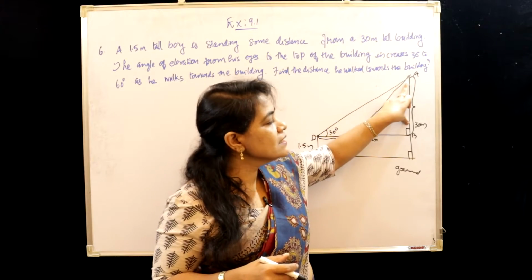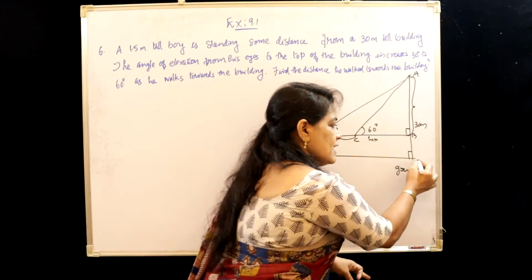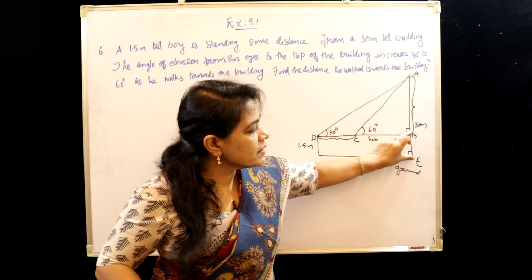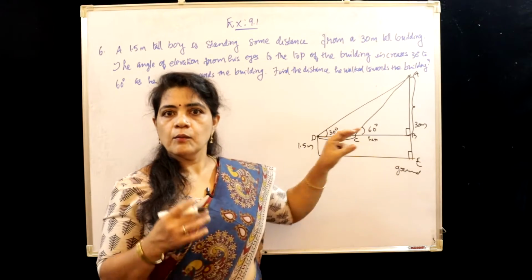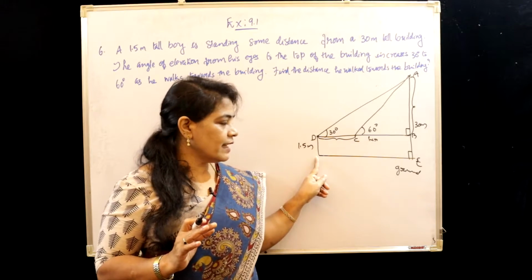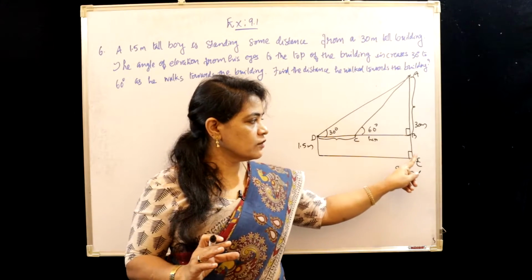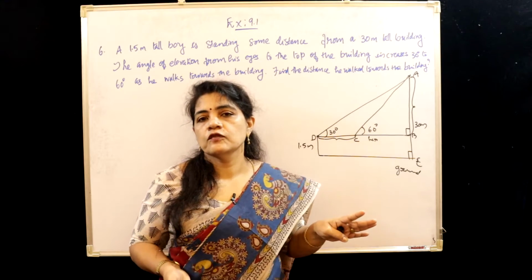That means we should get this side of the triangles ABC and ABD. So we should get this length. From this ground level, suppose this is E. We have to subtract this BE, and the boy is always standing parallel. So that means this length, the height of the boy, should be subtracted from the total height of the building.